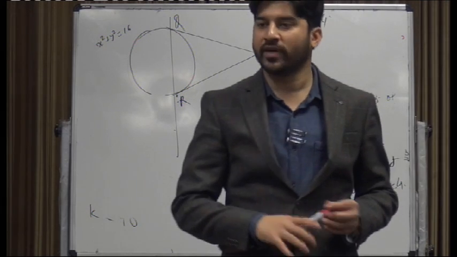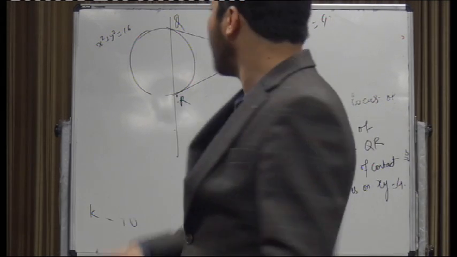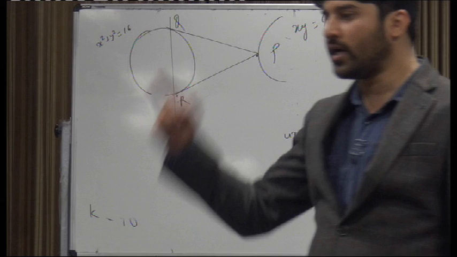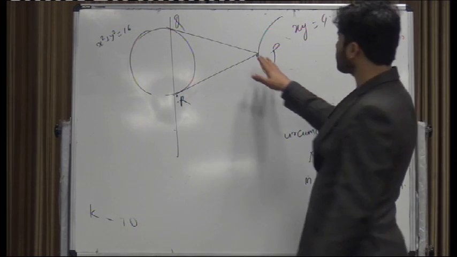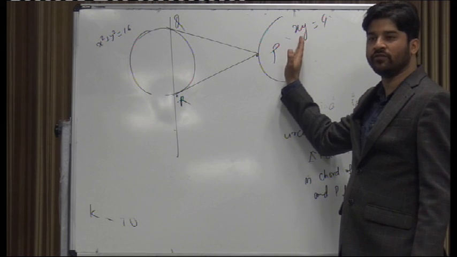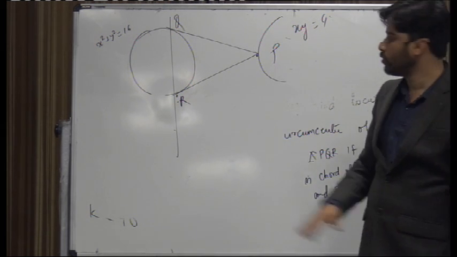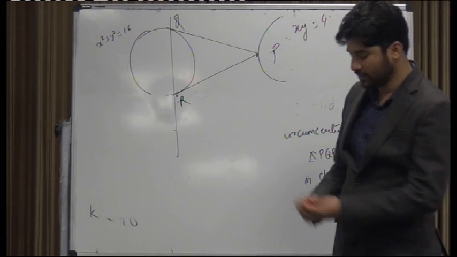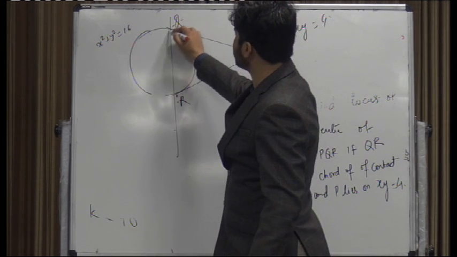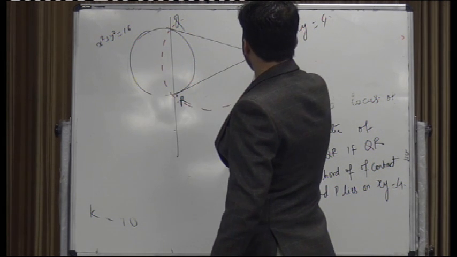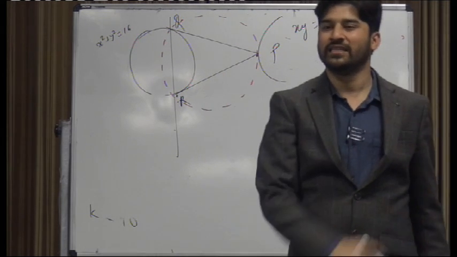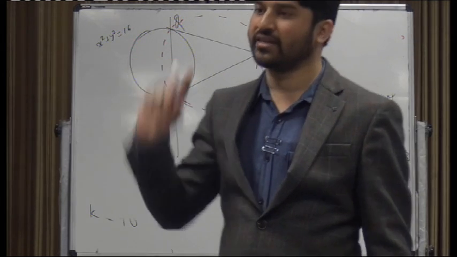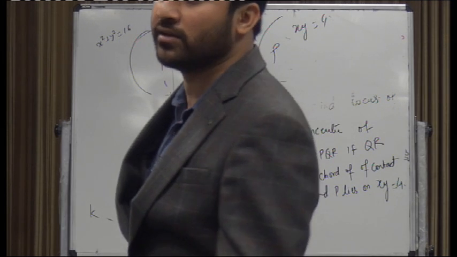x square plus y square is equal to 16 is the equation of the circle, and then PQR is a triangle, QR is a chord of contact made from P. Now tell me, P is lying on the curve xy is equal to 4. You just have to tell me the locus of the circumcenter, or the locus of the center of this red circle. Right, that's what it means?